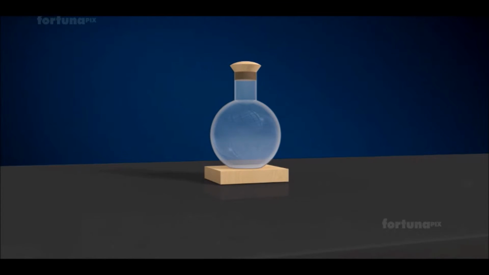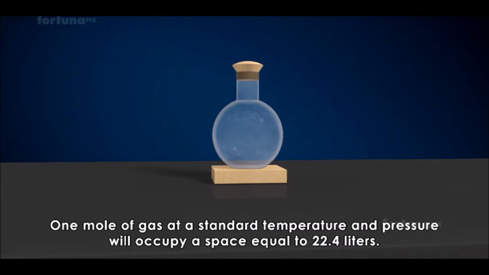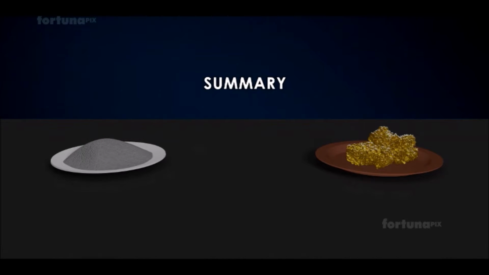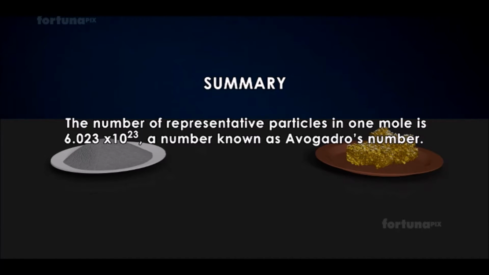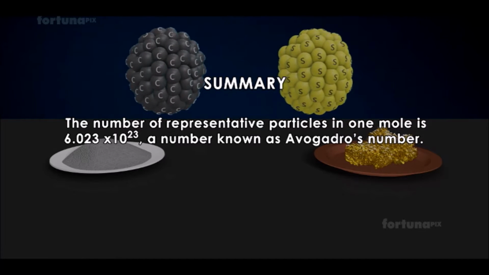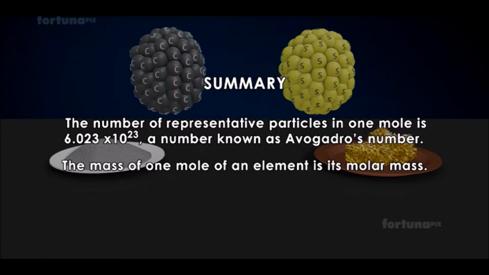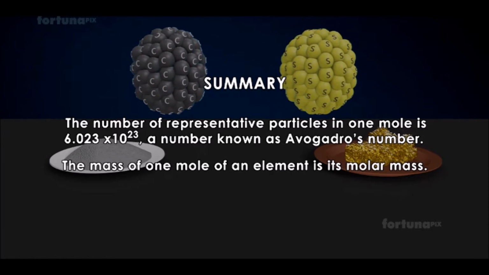If we were to apply the concept of the mole in terms of volume, 1 mole of gas at standard temperature and pressure will occupy a space equal to 22.4 liters. Summary: the number of representative particles in 1 mole is 6.023 times 10 to the 23rd power, a number known as Avogadro's number. The mass of 1 mole of an element is its molar mass.